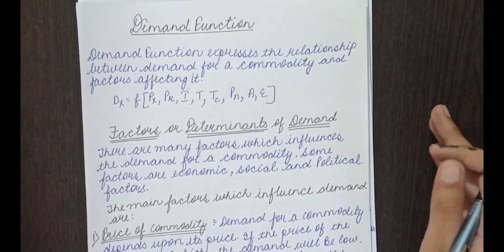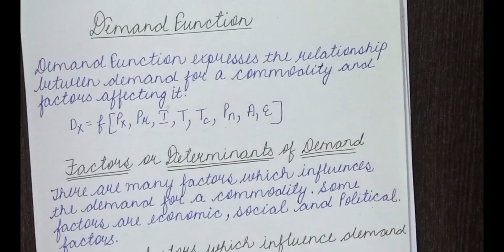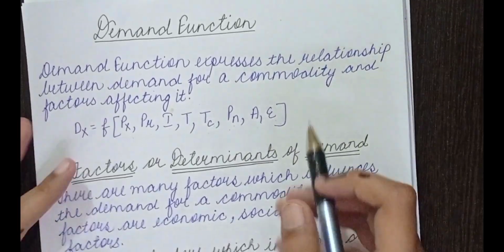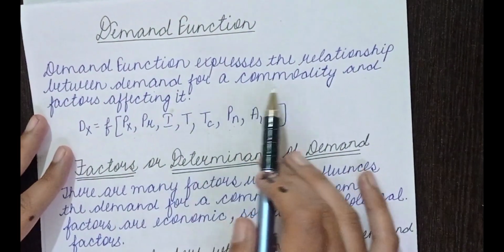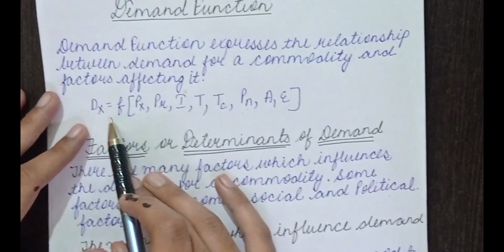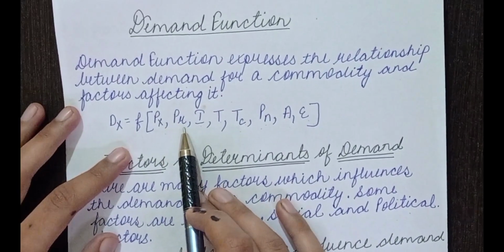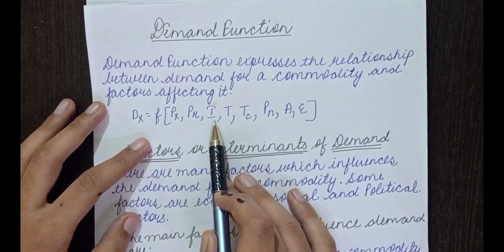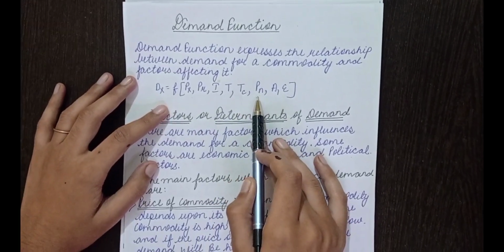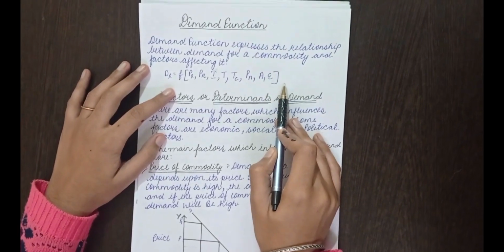Today we are going to start a topic: demand function and what are the factors or determinants of demand. Demand function expresses the relationship between demand for a commodity and factors affecting it. Demand for a commodity is a function of price of a commodity, price of related goods, income, taste, technology level, population and composition, advertisement and expectation.